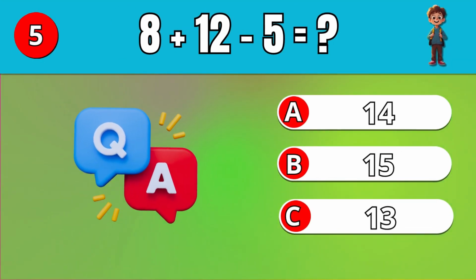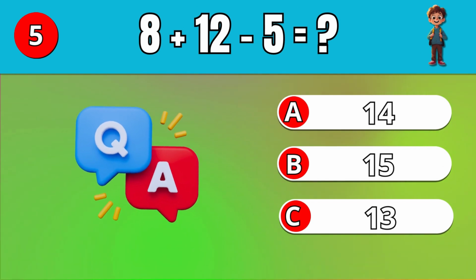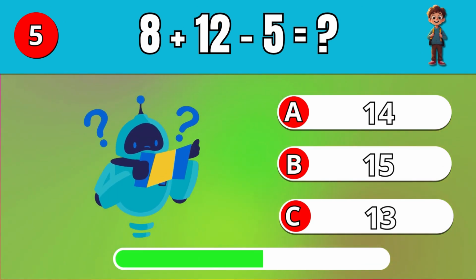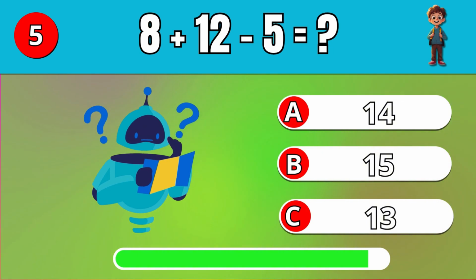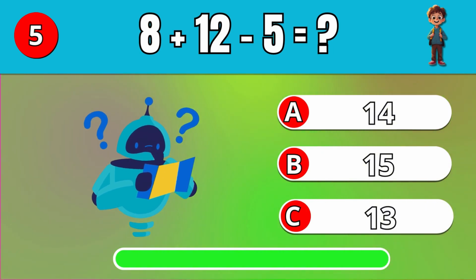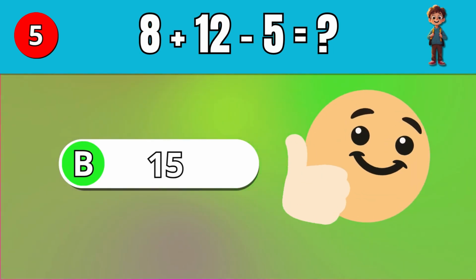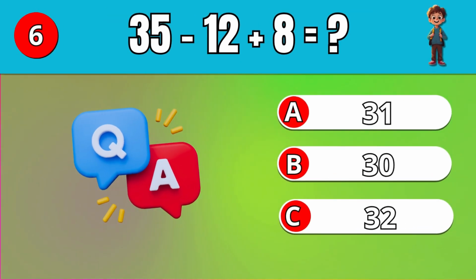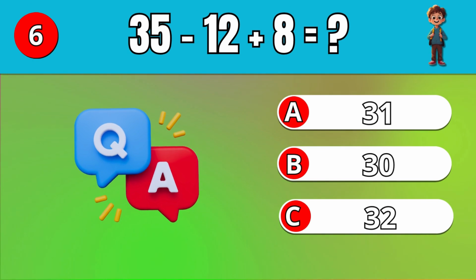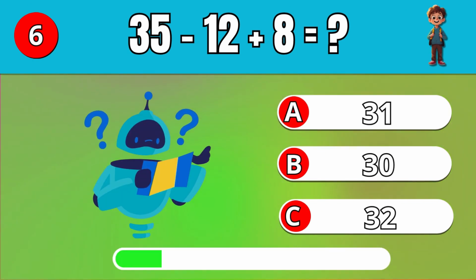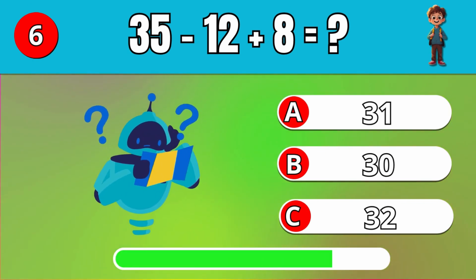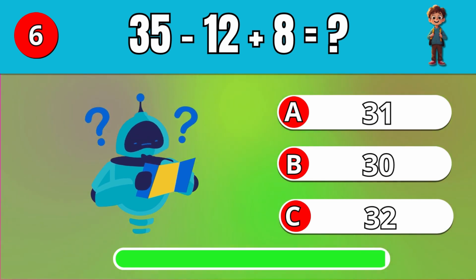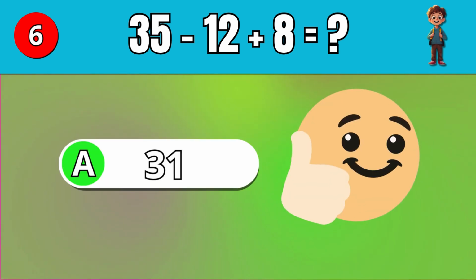What is 8 plus 12 minus 5? B, 15. What is 35 minus 12 plus 8? F, 31.